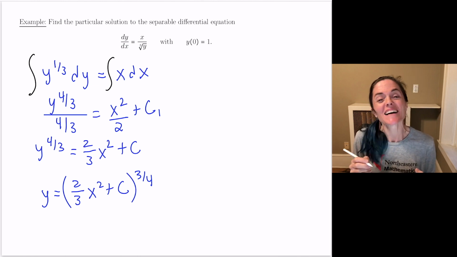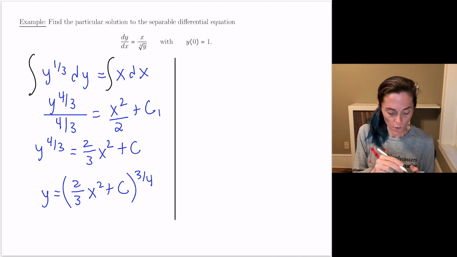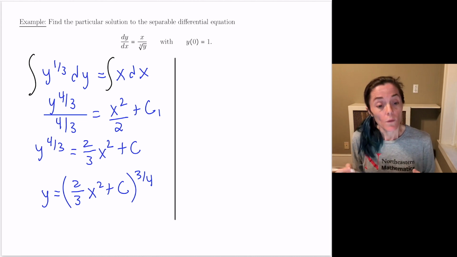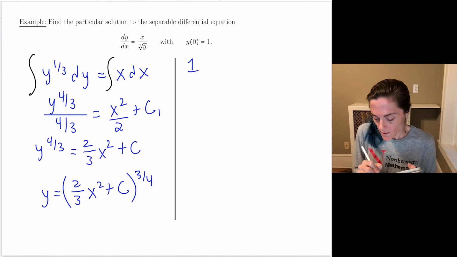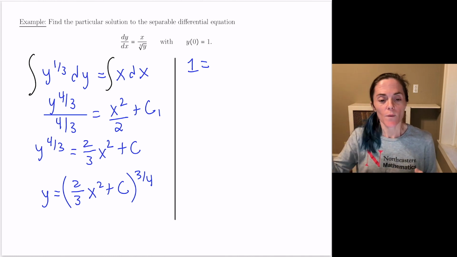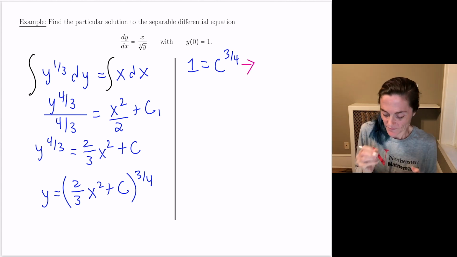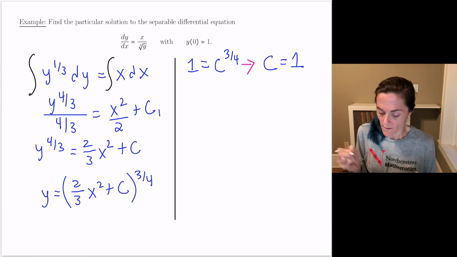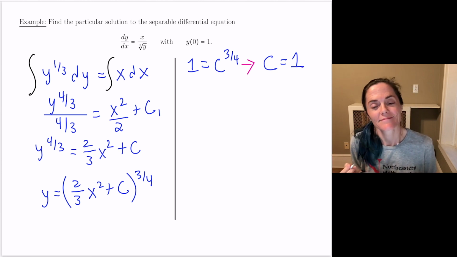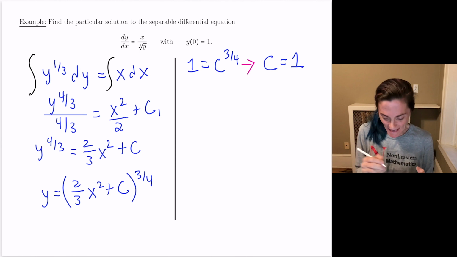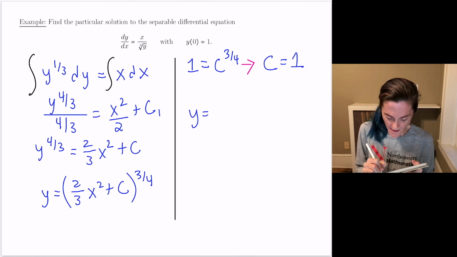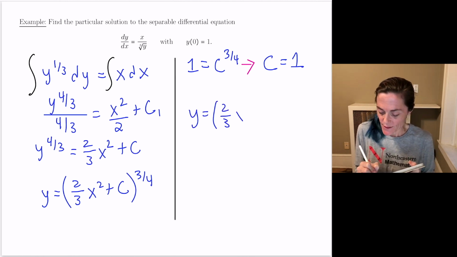The next step, we need to use this y of 0 equals 1. Okay, so we know 1 would be evaluate at 0. You see my c is 1. Okay, final answer, y is 2/3 x squared plus 1 to the 3/4 power.